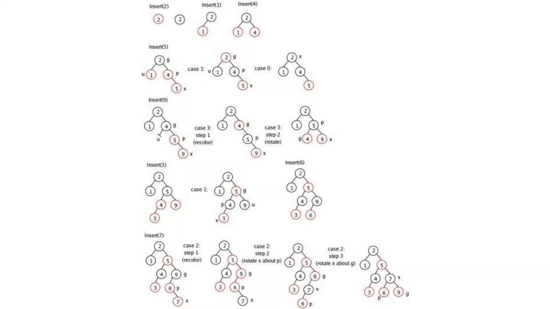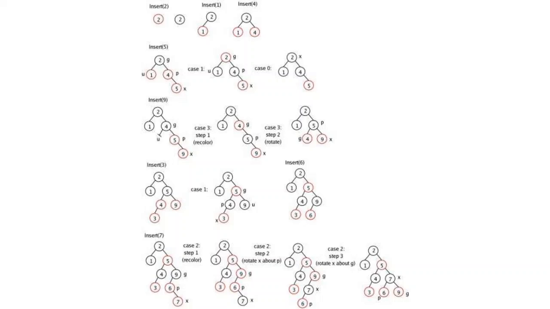Now we have to put 9 now. 9 goes to the right of 2, the right of 4, the right of 5. Now the 9 will be the red color. Now we have to recolor it and rotate because we have a problem now. As you can see, you have the color of 4 and 9 with red. And now we have to rotate: 5 will become the root node of 4 and 9. 4 will go to the left side, and 9 go to the right side.